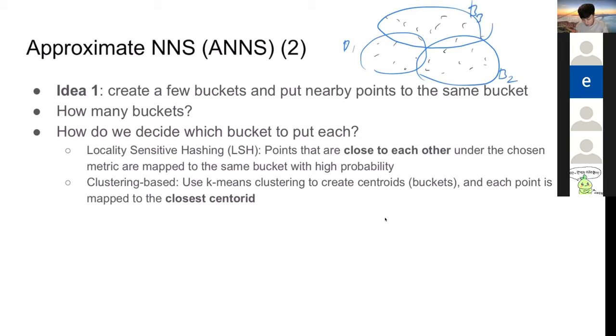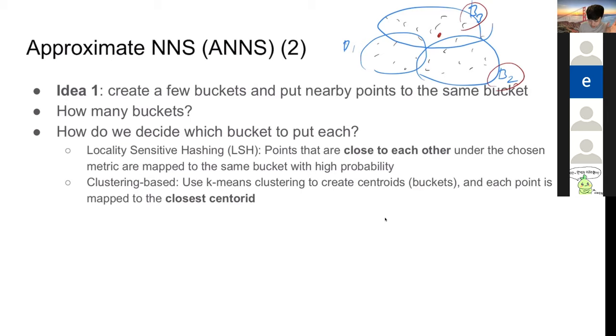And by doing so, when we have a new query coming in, like here, we make sure that we only visit a subset of buckets that are closest to the query point. In this case, probably the closest buckets will be B3 and B2. We can just skip B1. And then we just do exact search within these buckets. Of course, in this case, we are only skipping one third of the entire set of points, so we only have a speed up of one third.